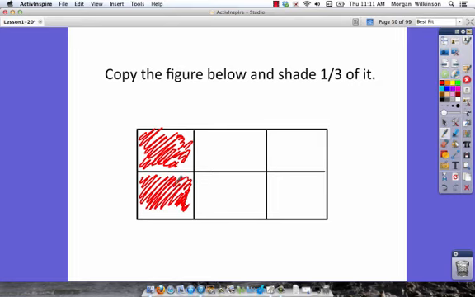And you can see shading 1/3, 1 out of every 3, actually shades in 2 total boxes out of 6. Okay, but that is 1 out of 3 and 1 out of 3. So we've shaded 1/3 of everything. 2 out of 6 is the same thing as 1 out of 3. Again, 2 out of 6, as we see, is exactly the same thing as 1 out of every 3.